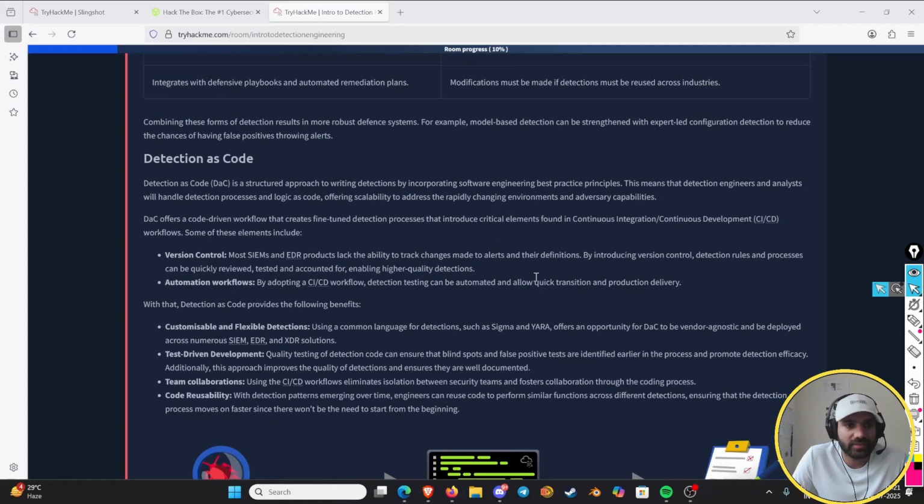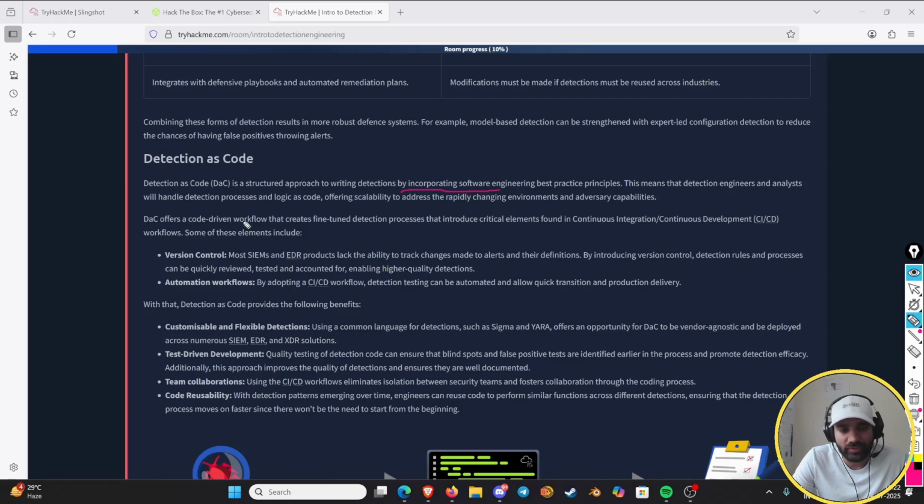Then we have detection as code. Detection as code is a structured approach to writing detection by incorporating software engineering best practice principles. This means that detection engineers and analysts will handle detection process and logic as code, offering scalability to address the rapidly changing environment and adversaries' capability.